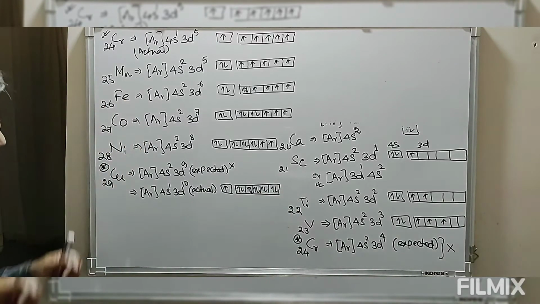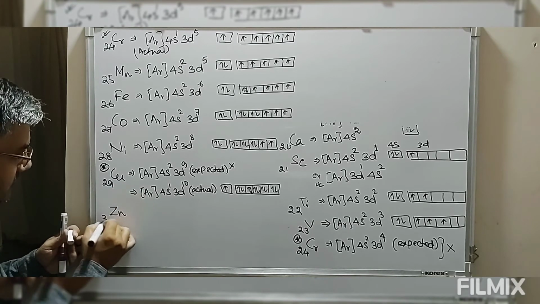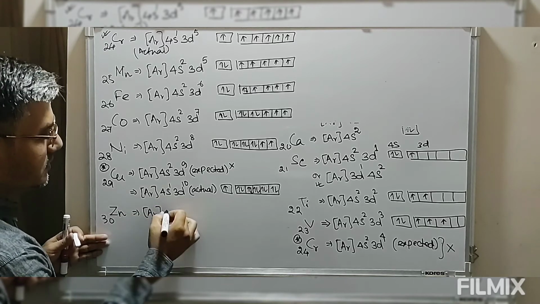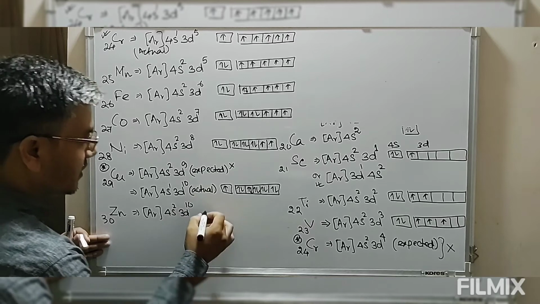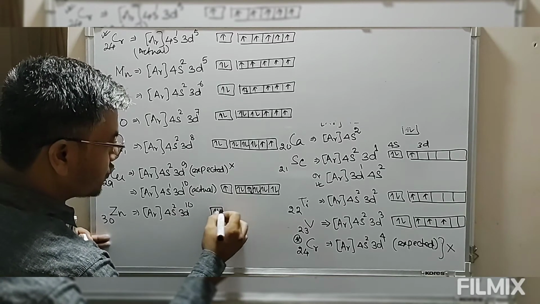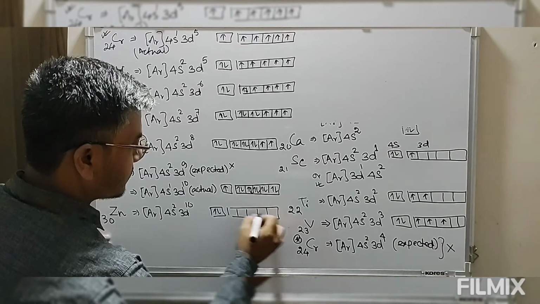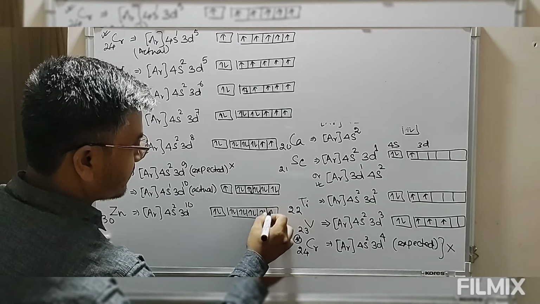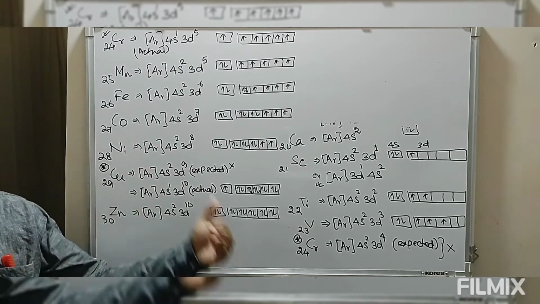So this is copper. Then we have zinc, atomic number 30. We have looked at this: argon 4s2 3d10. So we have 4s2 here. So this is the electronic configuration of elements. So we can keep on adding electrons.